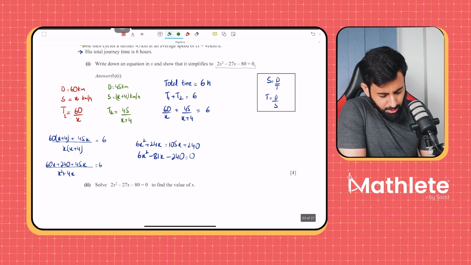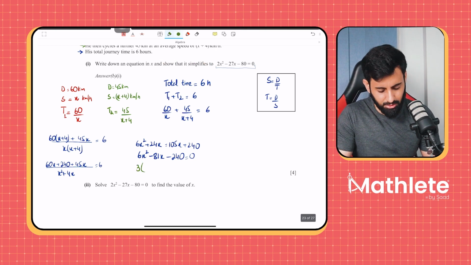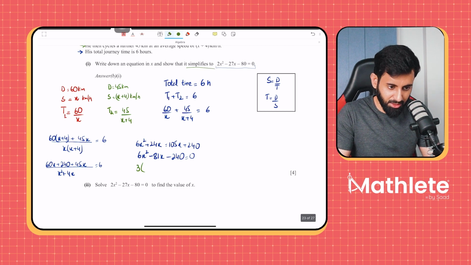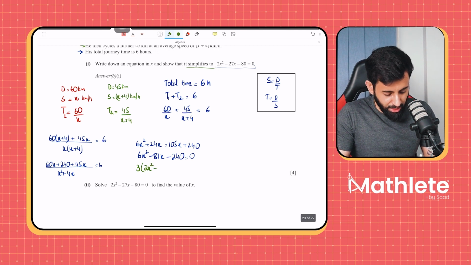Okay? So you will run into situations like these where your equation will not be exactly as expected. Notice how the question says it simplifies to. So that means we probably have to simplify it further, and we can do that by taking 3 common. And then it should match.